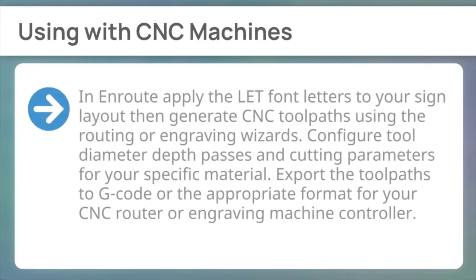Finally, using with CNC machines. In Enroute, apply the LET font letters to your sign layout, then generate CNC toolpaths using the routing or engraving wizards. Configure tool diameter, depth, passes and cutting parameters for your specific material. Export the toolpaths to G-code or the appropriate format for your CNC router or engraving machine controller.